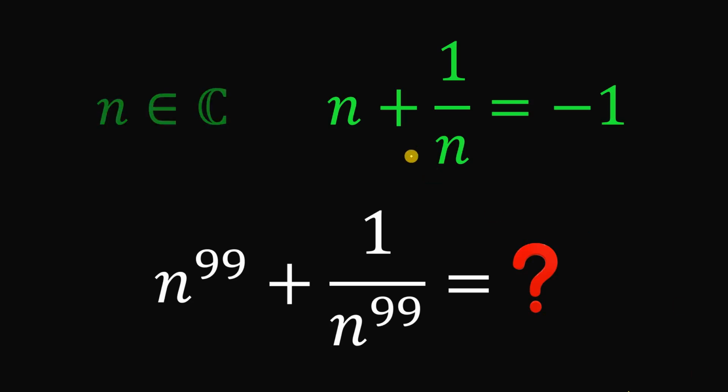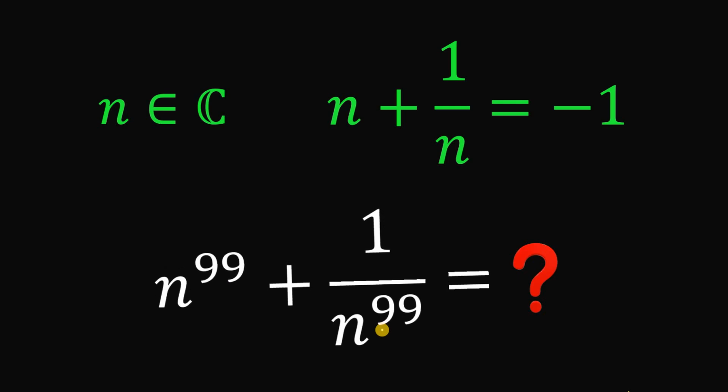n here is a complex number. And given this equation, n plus 1 over n equals negative 1, our goal in this question is to find the numerical value of n raised to 99 plus 1 over n raised to 99.